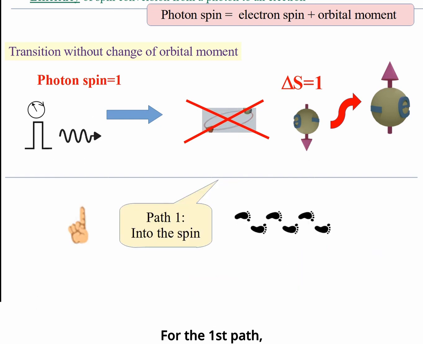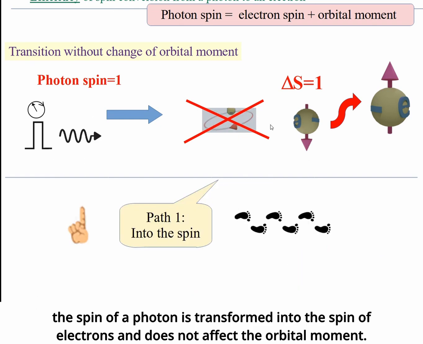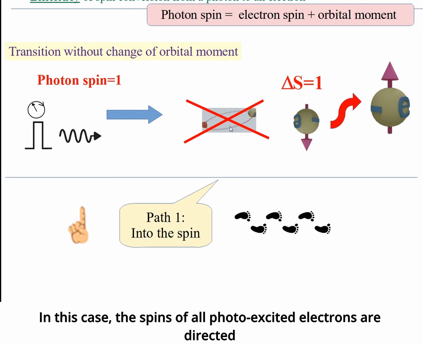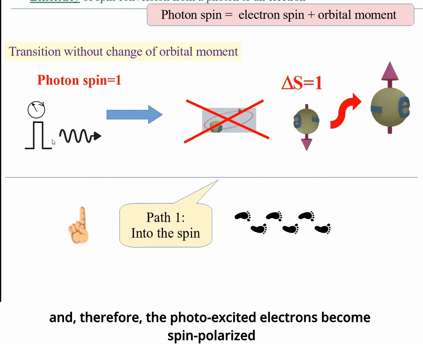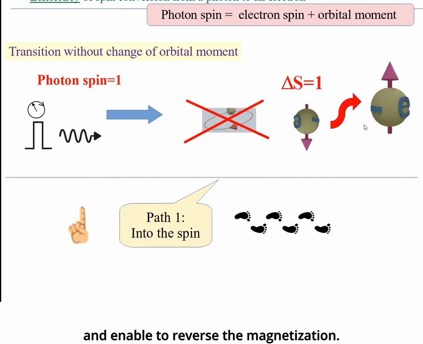For the first path, the spin of the photon is transformed into the spin of electrons and does not affect the orbital moment. In this case, the spins of all photoexcited electrons are directed in one direction along the spin of the photon, and therefore the photoexcited electrons become spin polarized and able to reverse the magnetization.